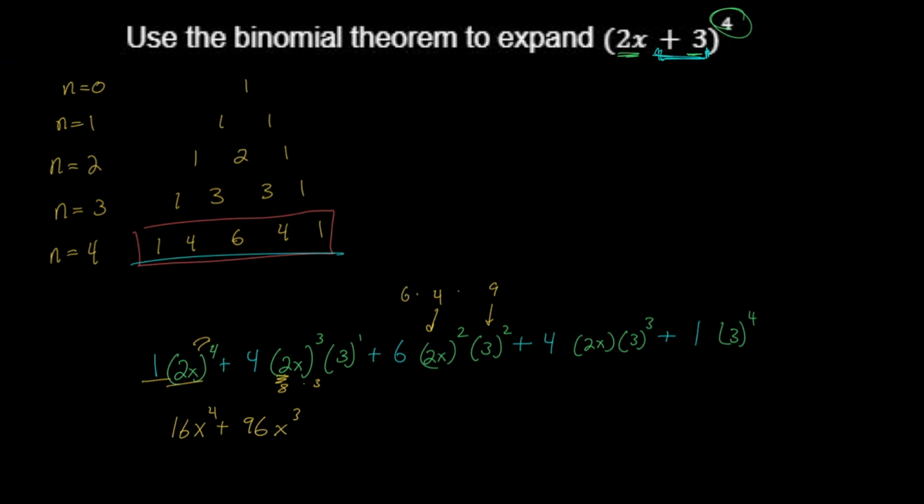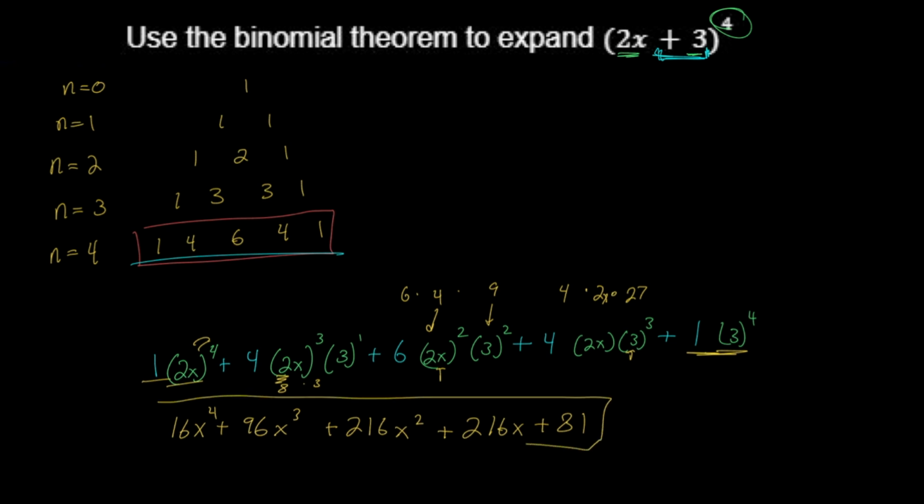Multiplying those together, giving us 216 with x being squared. The next term will have the 3 to the third, which is 27, times the 2 from the 2x, times the 4, giving us a positive 216x. And then the last term, we have 1 times 3 to the fourth, which would just give us 81. And that would be the overall expanded form of this binomial.